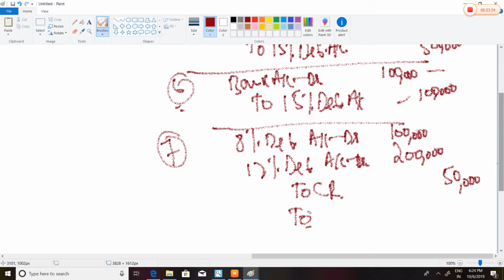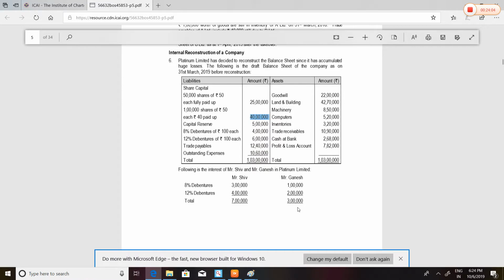Eighth entry. Now, land and building to be revalued at 51 lakhs 84,000. 51 lakhs 84,000 minus 42 lakhs 70,000 is 9 lakh 14,000. I hope you can now make the rest of the entries. If there is any increase in the value of an asset, then it will be considered as a profit.